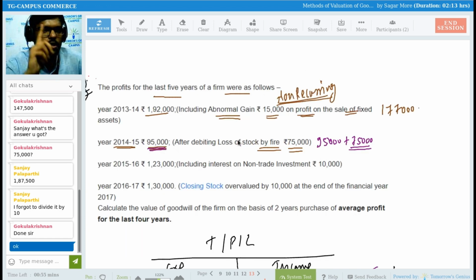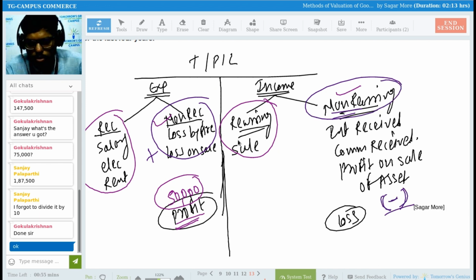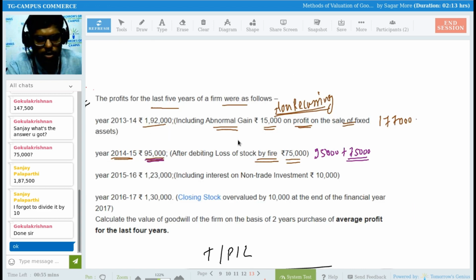See, once again, in the year 13-14, 1,92,000 is the profit given to me, but while arriving at that profit, you considered 15,000 rupees of profit on sale of asset. Now tell me, is sale of asset my recurring profit? No, sir, it is non-recurring profit. So non-recurring, I need to subtract. That's why I subtracted 15,000 from 1,92,000 and got 1,77,000 as the answer.